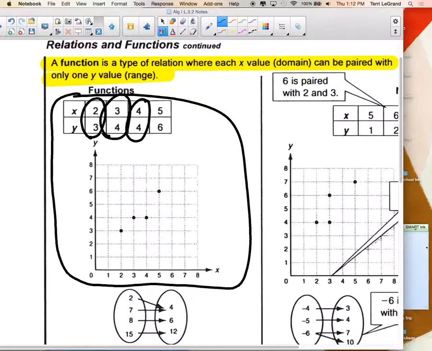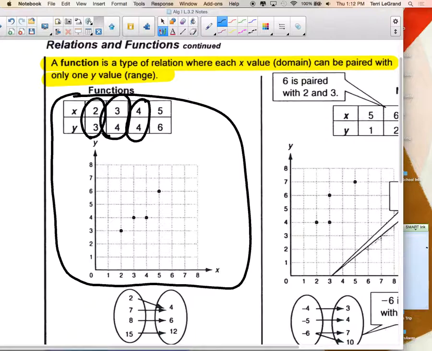When x is 4, does it have only one y value? It only has 1. It would only be mapped to 1. Just because 3 also has a y value of 4, it doesn't matter. 3 has a y value of 4, 4 has a y value of 4. They are separate x values and they each only have one y value. It doesn't matter that it's the same y value.